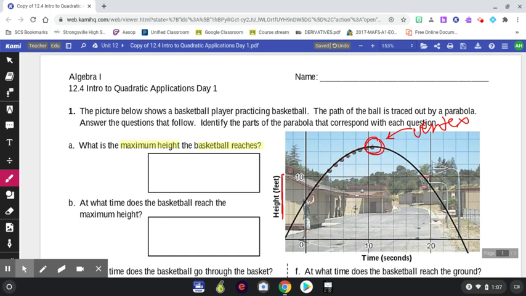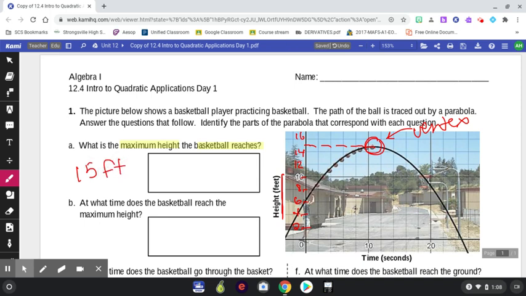So in order to make that determination, I'm just going to look at the vertex and eyeball across to the y-axis. But I really need to understand what the scale is on this y-axis. So if I look at these tick marks, I have 1, 2, 3, 4, 5 tick marks until I get to 10, which means each tick mark must be worth 2. So 2, 4, 6, 8, 10, 12, 14, 16. So by eyeballing this, it looks like the maximum height that the ball reaches is 15 feet.